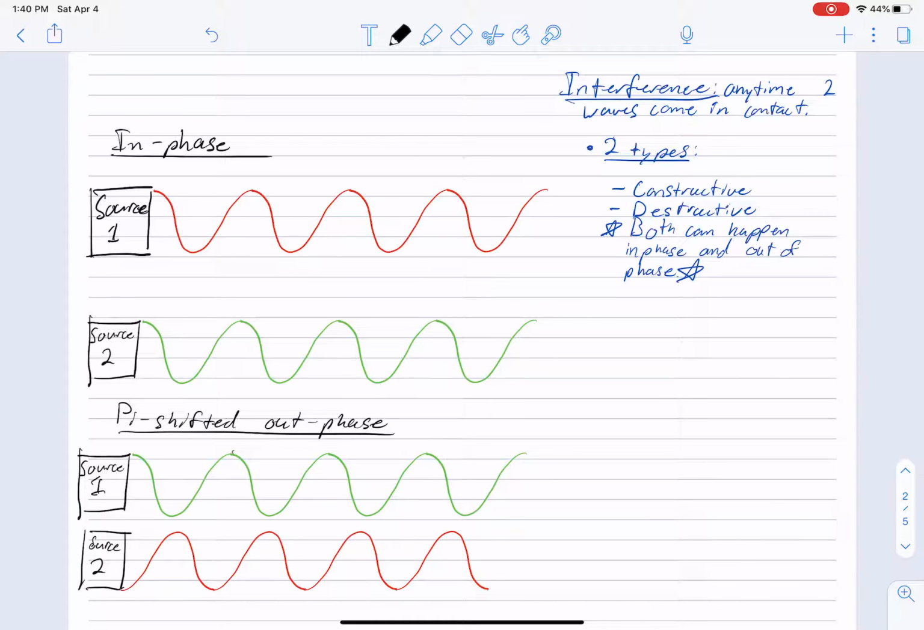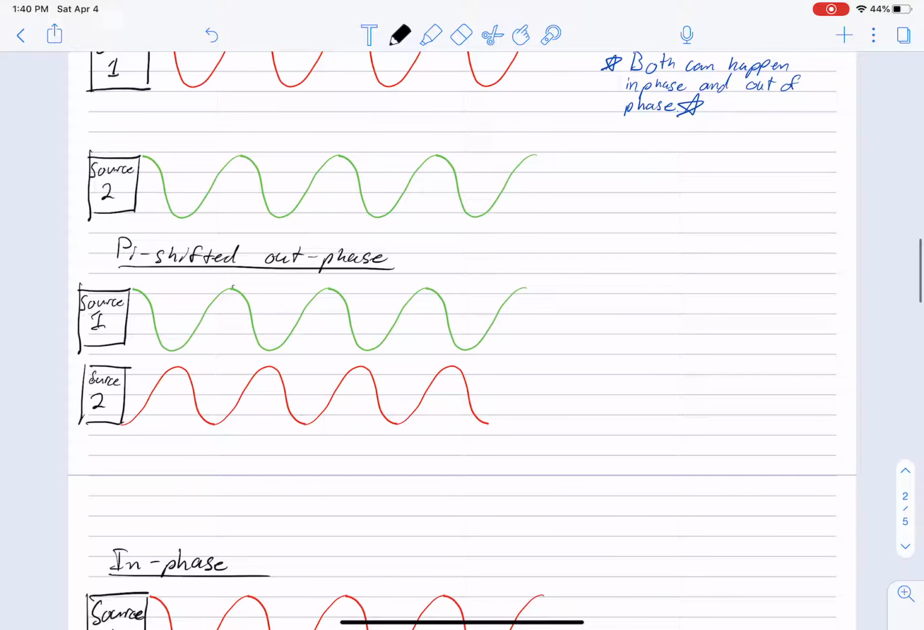Let's go back to out of phase, or what was called pi shifted. That's basically the same thing. When you hear out of phase or pi shifted, you just think of the other; they're synonymous in what we use. So pi shifted, out of phase, pi shifted. Let's go back to our scissor tool.